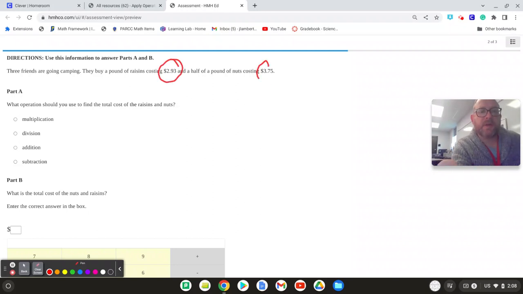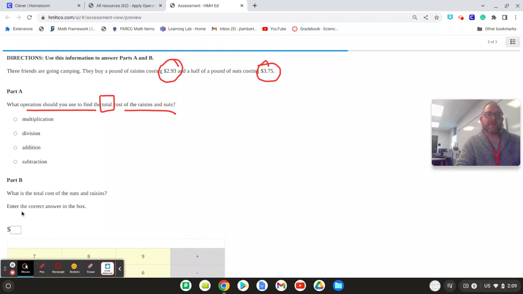All right, we got 2.93, we got 3.75, and we want to know the total cost of the nuts and raisins. What operation for total? Well, give me what you think. Should it be multiplication, division, addition, or subtraction? Give me what you think, and we'll check it out. All right. Hopefully you chose the right one. Ladies and gents, total is almost always addition. So we're going to be using addition to figure this out. We're just going to add up the two amounts. So what's the total cost of the nuts and the raisins? Total cost, again, you were going to be using addition on those two numbers. Give me your answer. Let's see what you got. All right, let's check it.